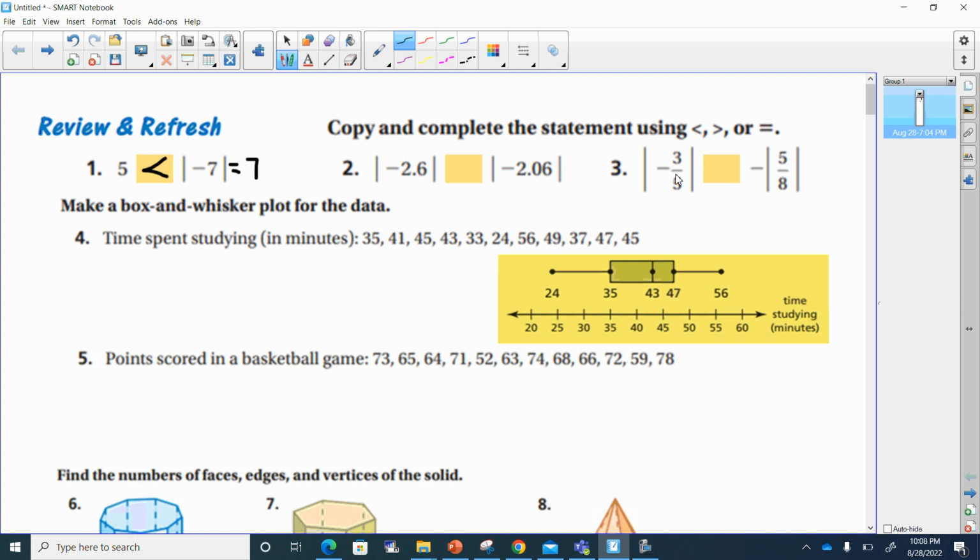Number 3, the absolute value of negative 3 over 5 compared to the negative absolute value of 5 over 8. This is going to give me a negative value. So this is going to be bigger because it's going to be positive.